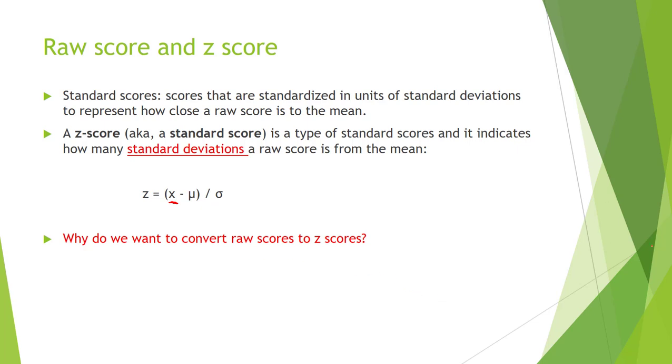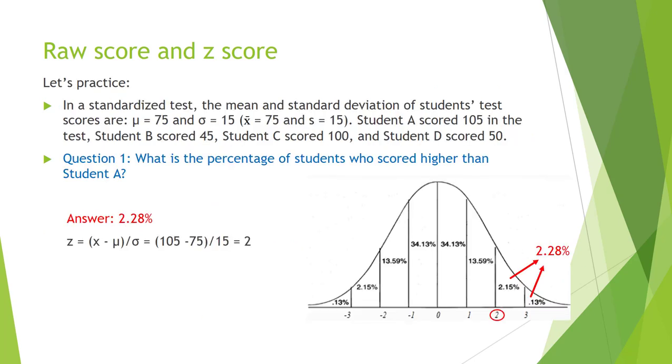And then you might ask me why we want to convert our raw scores to z-scores. I've already shown you why. Because by turning your raw scores into z-scores, you will be able to calculate the percentages you want to know. For example, again, the same question. We have student A with test score 105, student B 45, student C 100, student D score 50.